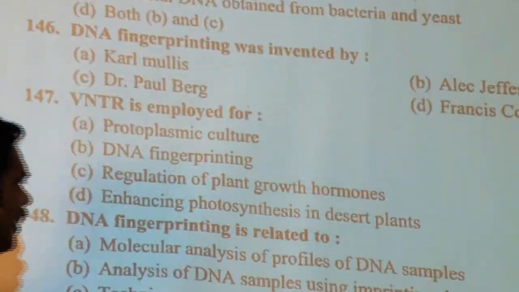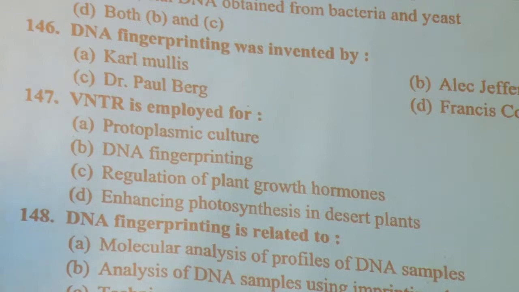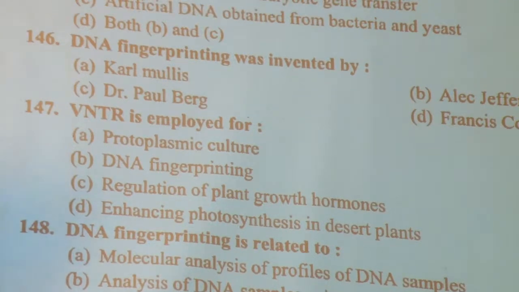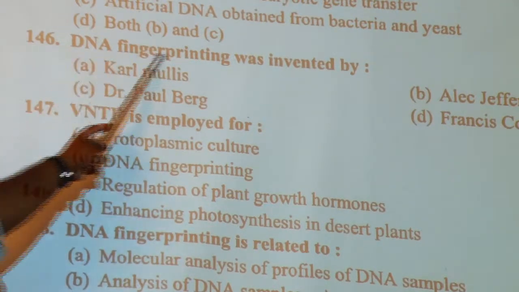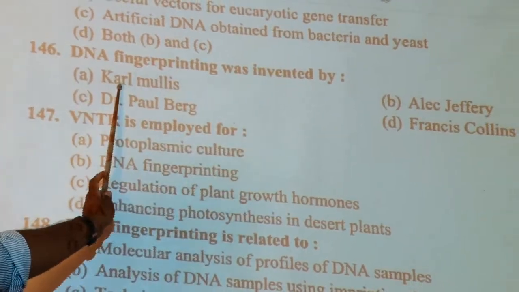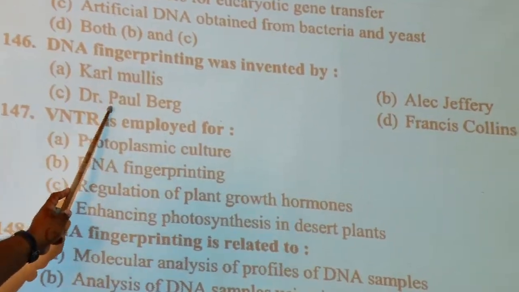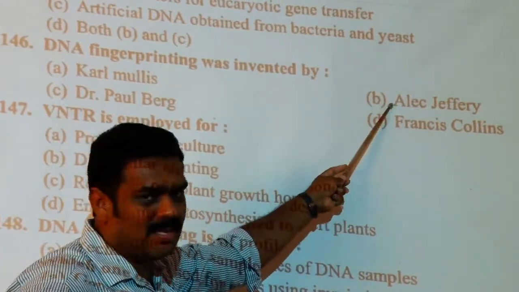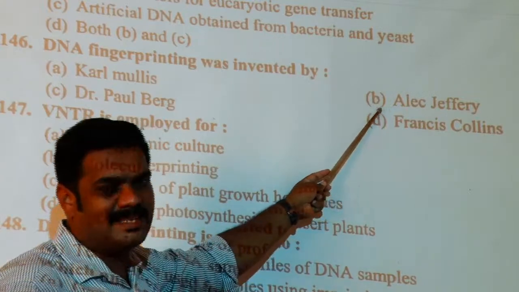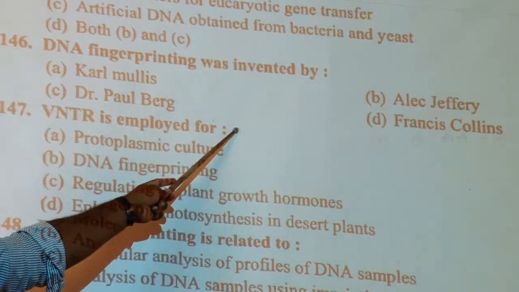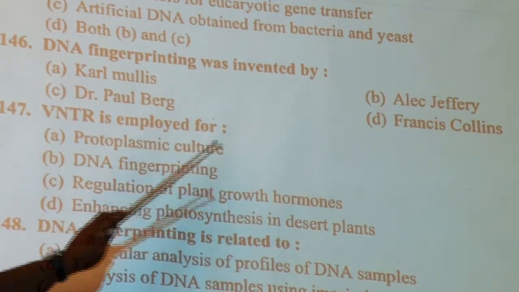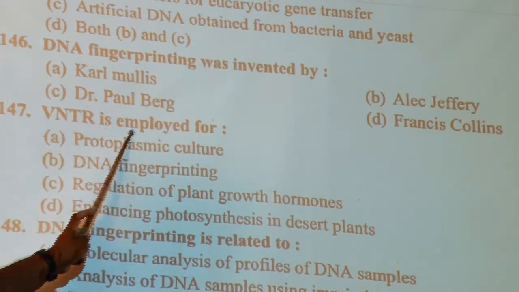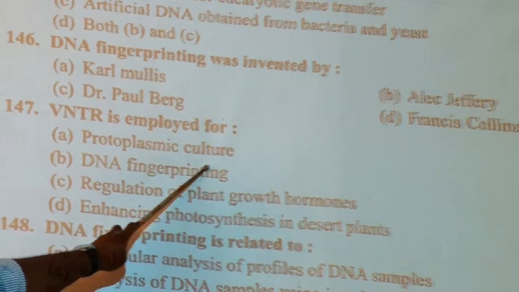Well, next. VNTR is employed for variable number of tandem repeats. Sorry. DNA fingerprinting was invented by Sir Alec Jeffreys in the 1980s itself, from the UK. The first word today is written on the board. Variable number of tandem repeat is employed for protoplasmic culture.